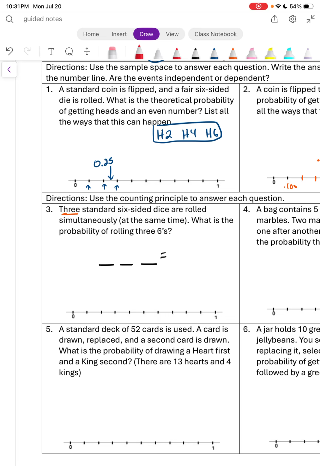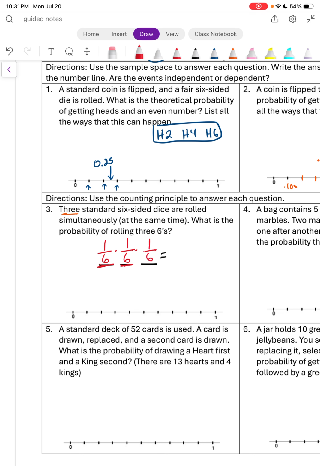The same way that our counting principle works, we can use this for probability as well. What is the probability that the first roll is a 6? There's 1 6, and there are 6 different ways it can land. What is the probability our second roll is a 6? There's 1 6, and there's 6 different ways it can land. The first one had no impact on the second one. These are independent. There is 1 out of 6 ways that the third one could land.